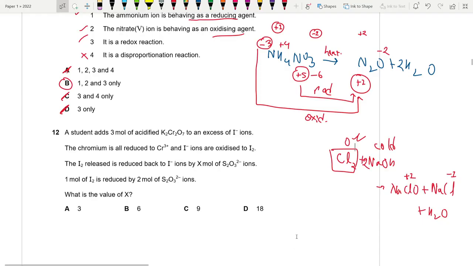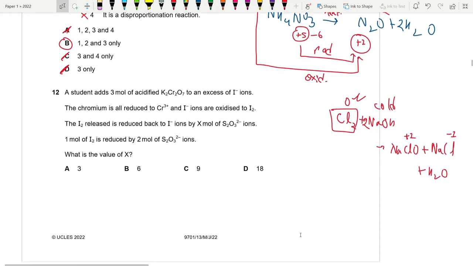Alright, so for 20, a student adds 3 moles of acidified potassium dichromate to an excess of iodide ions, alright? The chromium is reduced to Cr3+ and iodide ions are oxidized to I2. The I2 released is reduced back to iodide ions by X moles of thiosulfate ions. 1 mole of iodine is reduced by 2 moles of thiosulfate. What is the value of X?